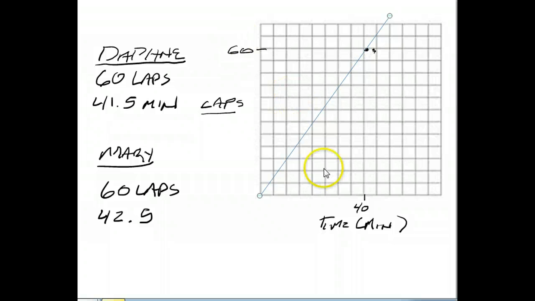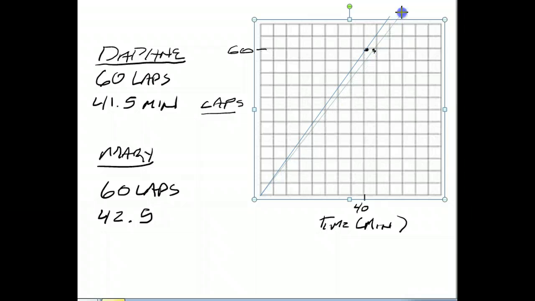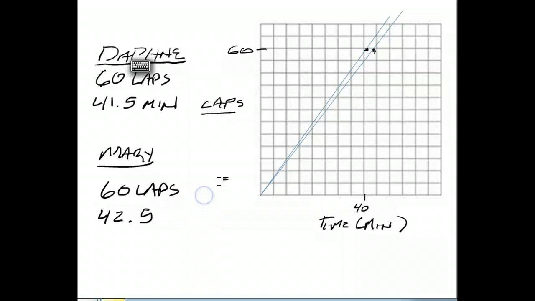And Mary's graph would look something like, let's get another line in here, this. It would go very close to Daphne's graph, but it would be a little bit lower. Now let's interpret this graphically.